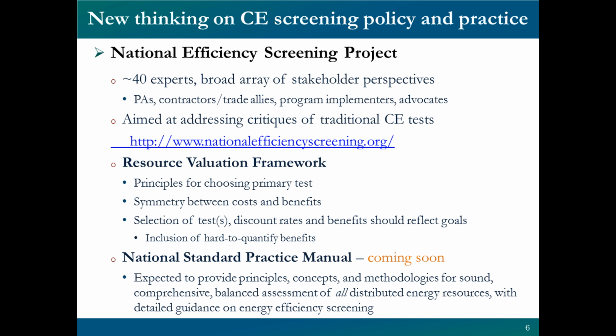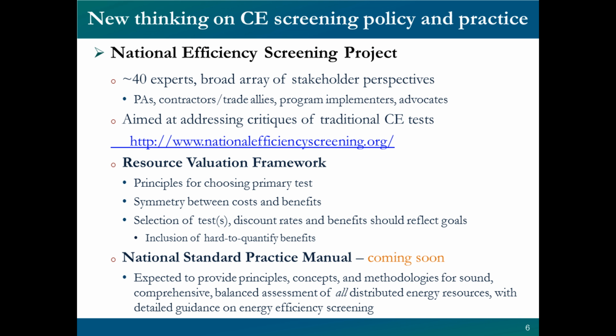And they're kind of united around this idea that there needs to be some more overarching guidance on the policy and practice of cost-effectiveness screening than is currently offered by the California Standard Practice Manual. That's been subject to some critiques, and the project has tried to address some of those critiques in a series of publications, one of which I commend to you is the Resource Valuation Framework.